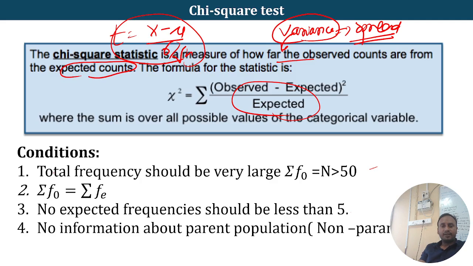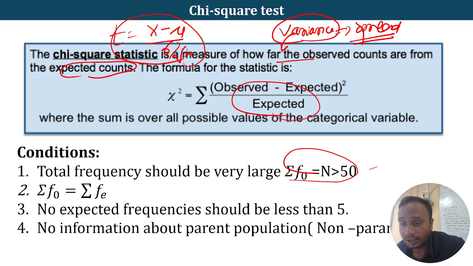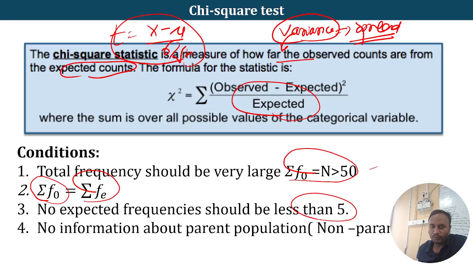The conditions are that the total number of frequencies should be a large sample, n greater than 50, and the summation of observed frequency and expected frequency should be equal. No expected frequency should be less than 5. Again, we'll solve the problem. And there is no information about the parent population, whether it is normal, parametric or non-parametric. It can be anything.